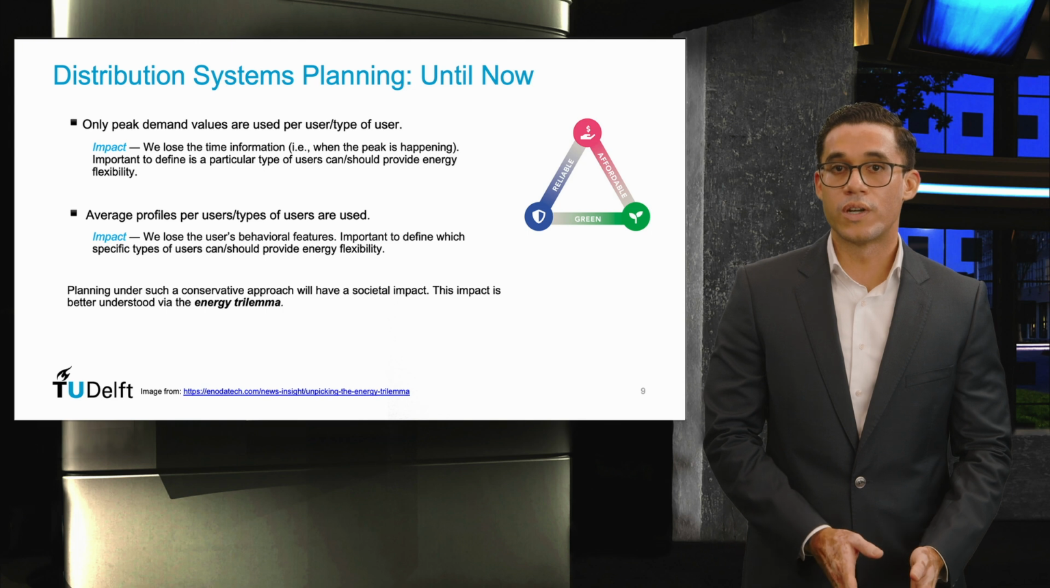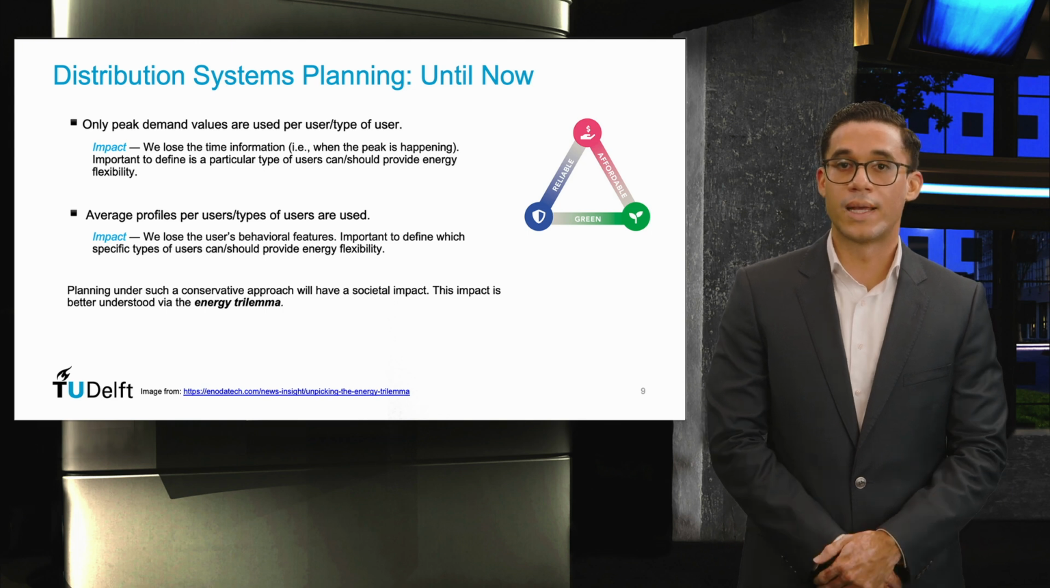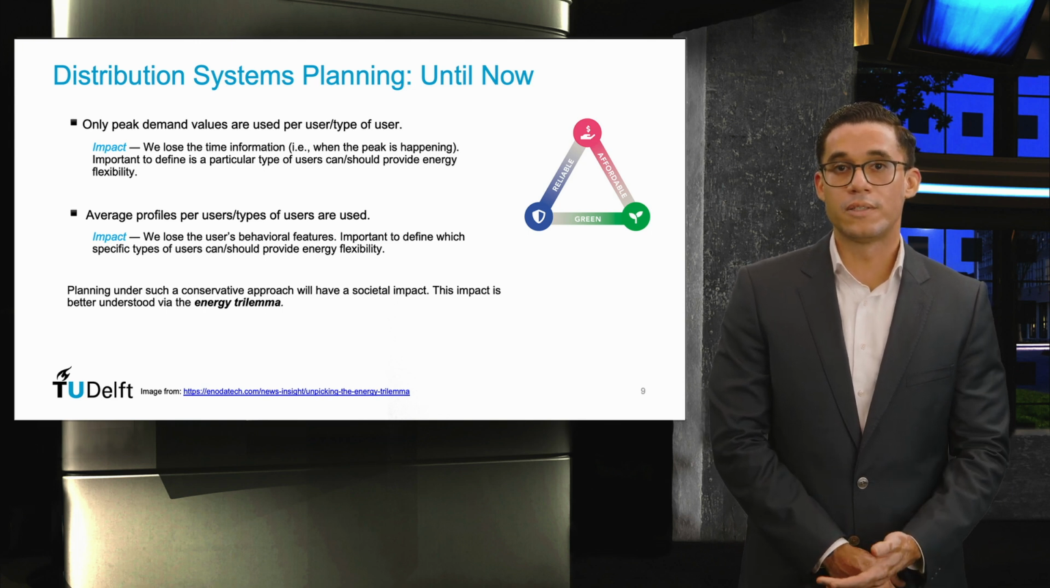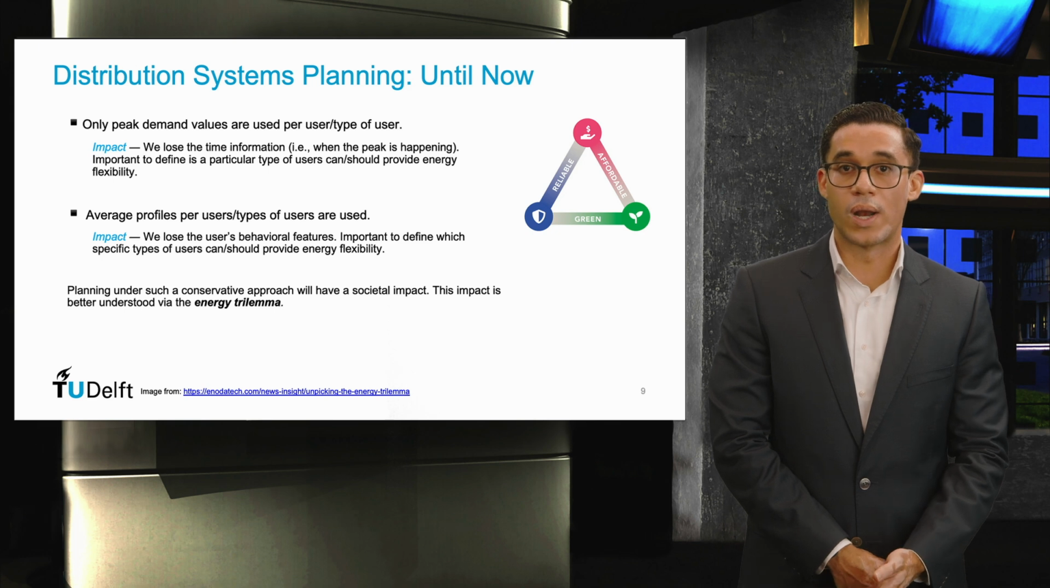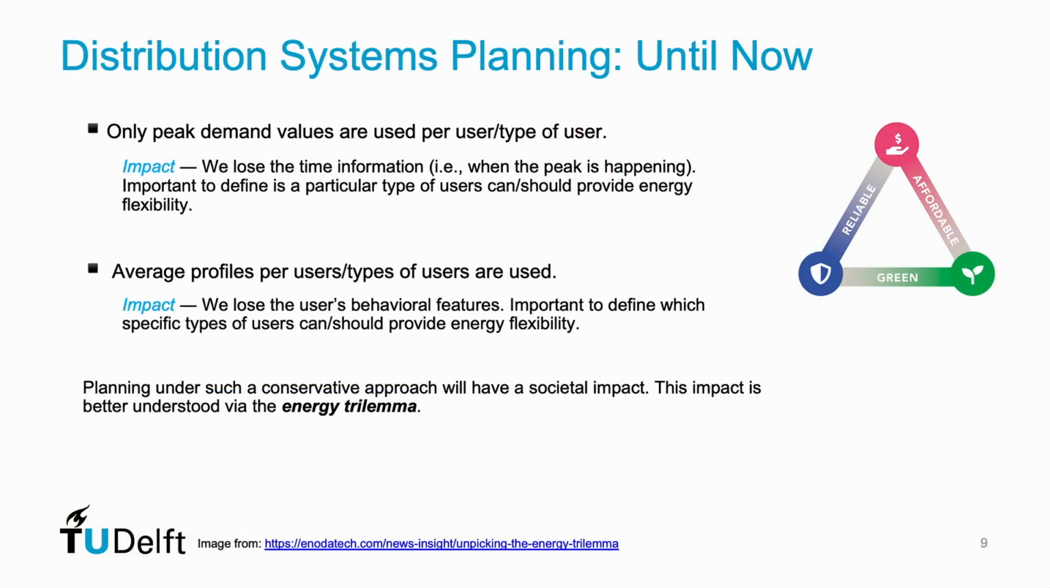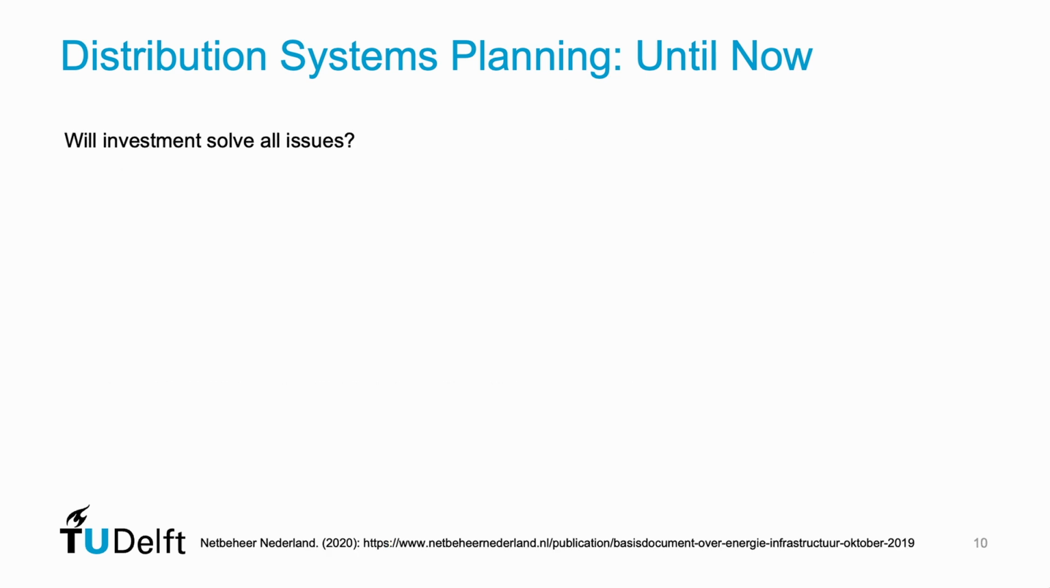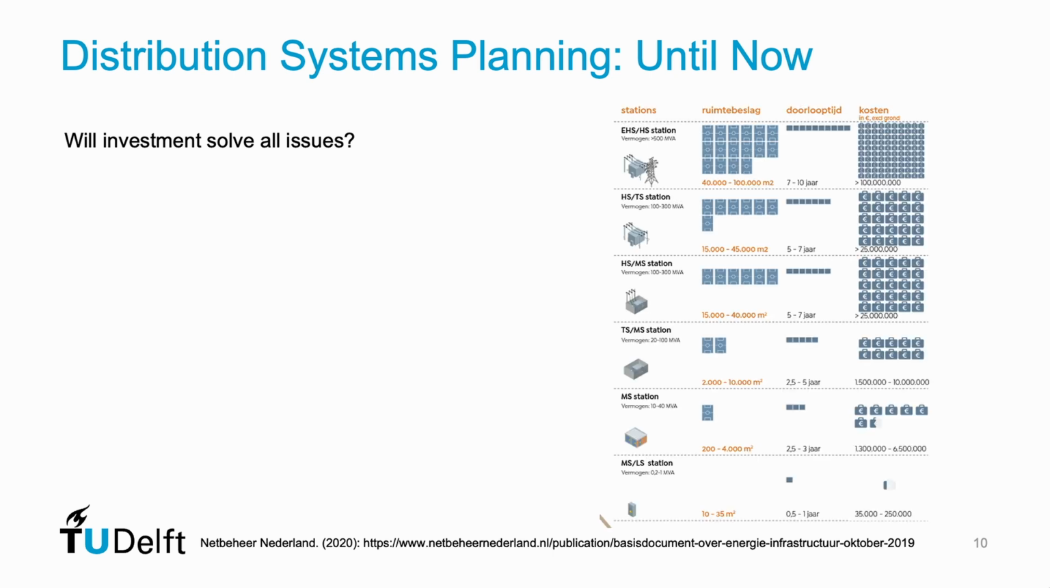Planning under such a conservative approach will have a societal impact. This impact is better understood via the energy trilemma, in which we must balance between sustainability, affordability, and reliability. The question is, can we invest our way out of congestion? The answer is no. While investment helps, we need smarter planning.